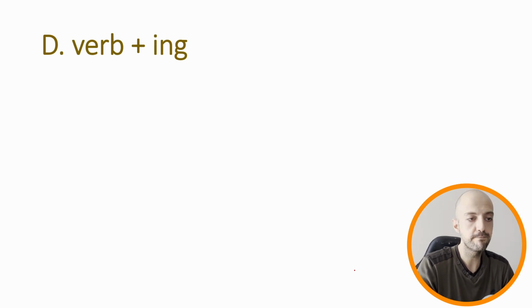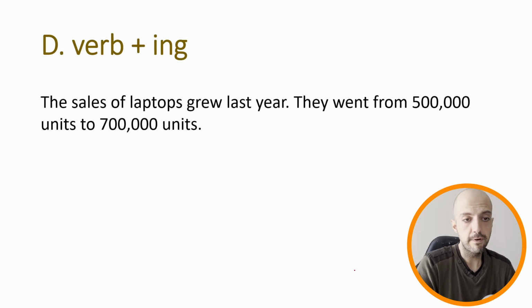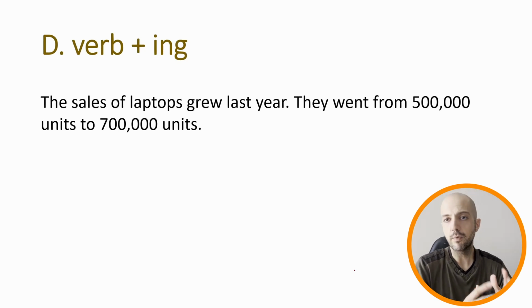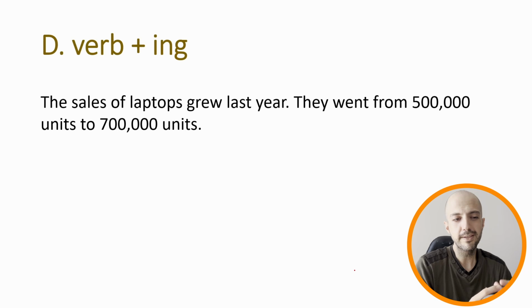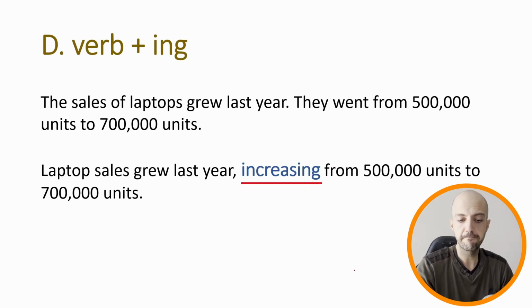2 more examples. The sales of laptops grew last year. They went up from 500,000 units to 700,000 units. So it's okay to write sentences like that to report data, but the point is, if you keep describing the data like that, it becomes a little bit mechanical. So using these phrases helps you to make it more natural. Laptop sales grew last year, increasing from 500,000 units to 700,000 units.